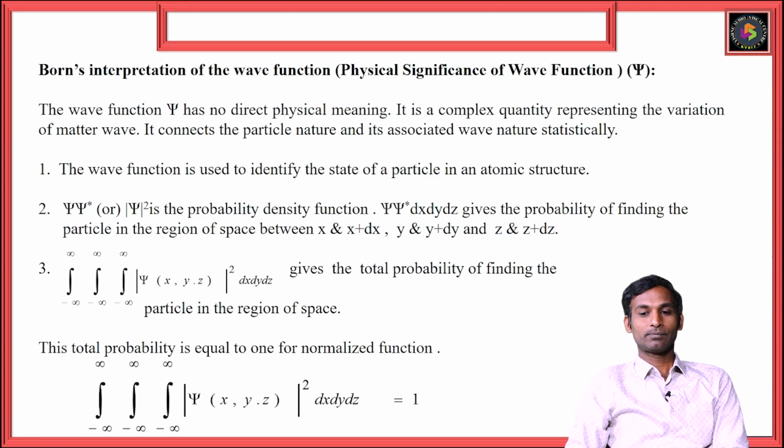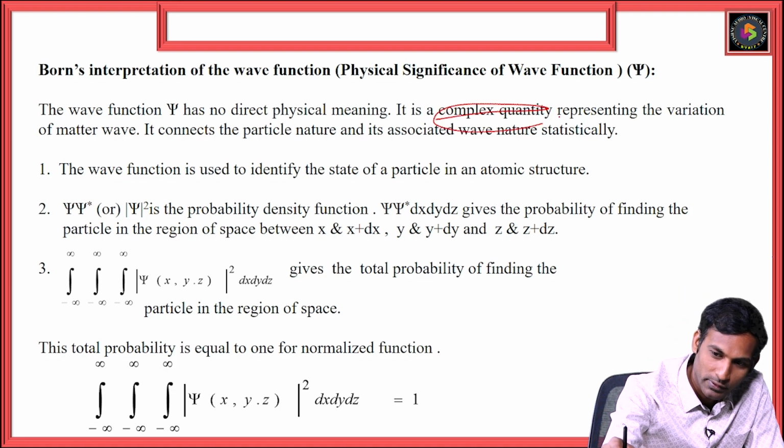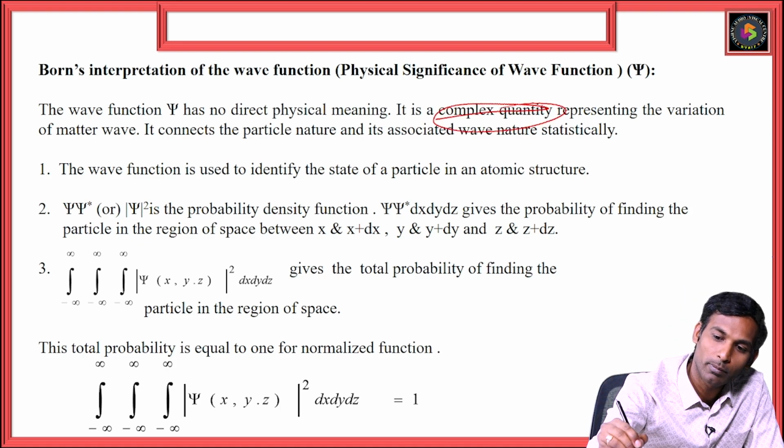After this equation, what is the physical significance of the wave function? How does it interconnect the de Broglie wave equation to the Schrodinger time independent equation? Generally the wave function psi has no direct physical meaning. It is a complex quantity. The main point is that it is said to be a complex quantity. What is the importance of the complex quantity?